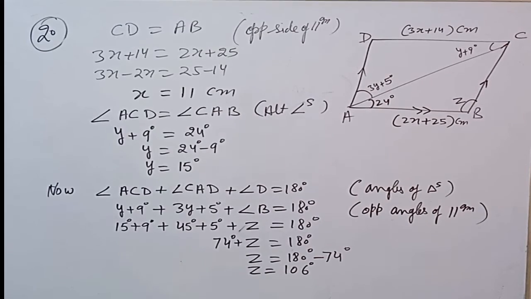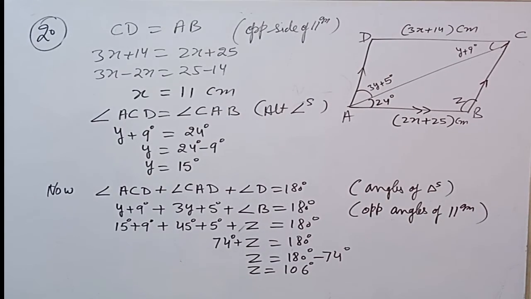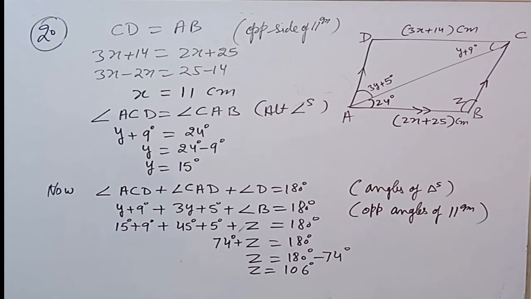Children, I am taking question number 20 in which the figure is given and some dimensions are also given, that is AB equal to 2x plus 25, CD equal to 3x plus 14 centimeter, angle ACD equal to y plus 9 degree, angle CAD equal to 3y plus 5 degree, angle CAB equal to 24 degree and angle ABC equal to z, and we have to find the unknown values.